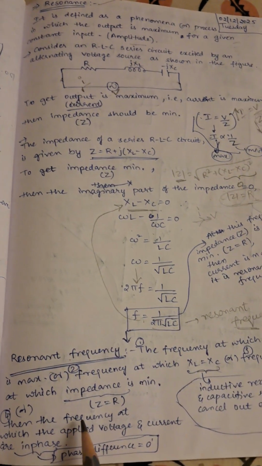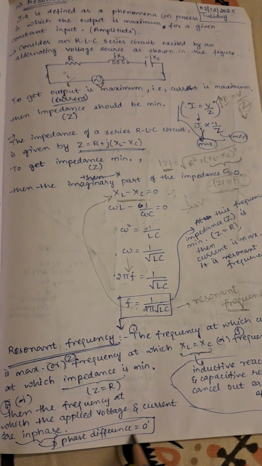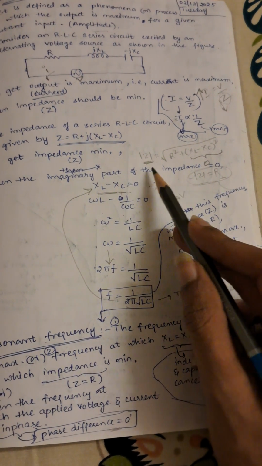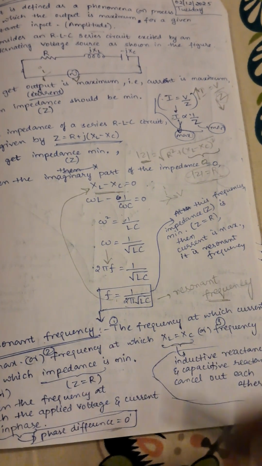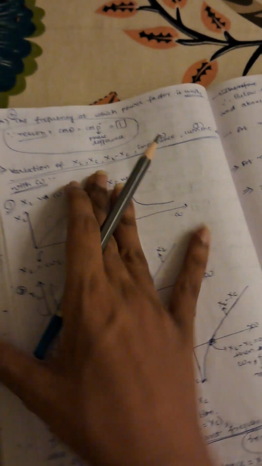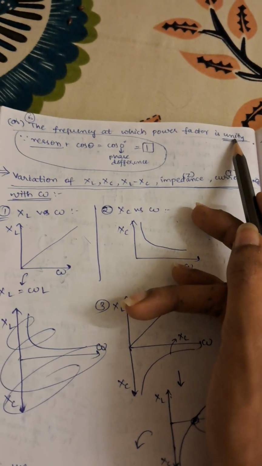That's why the frequency at which the applied voltage and current are in phase, meaning phase difference is 0, because at resonant frequency, meaning at resonant condition, the impedance is equal to R, it acts as a resistor. That's why. Or you can also define it as the frequency at which power factor is unity.